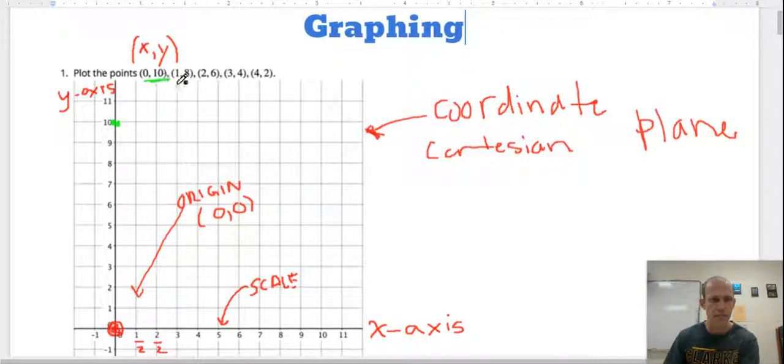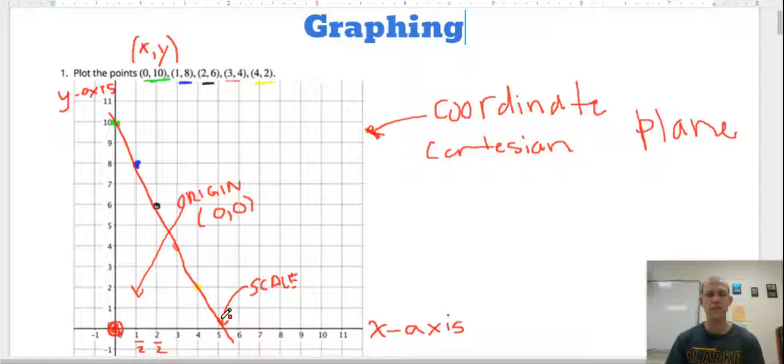Then 1, 8. Go over 1, up 8. There's my dot. 2, 6. That means go over 2, up 6. Right there. 3, 4. Over 3, up 4. And 4, 2. Go over 4, up 2. And it looks like when I connect all these, which is not necessary, it's going to form a straight line that goes down like that.